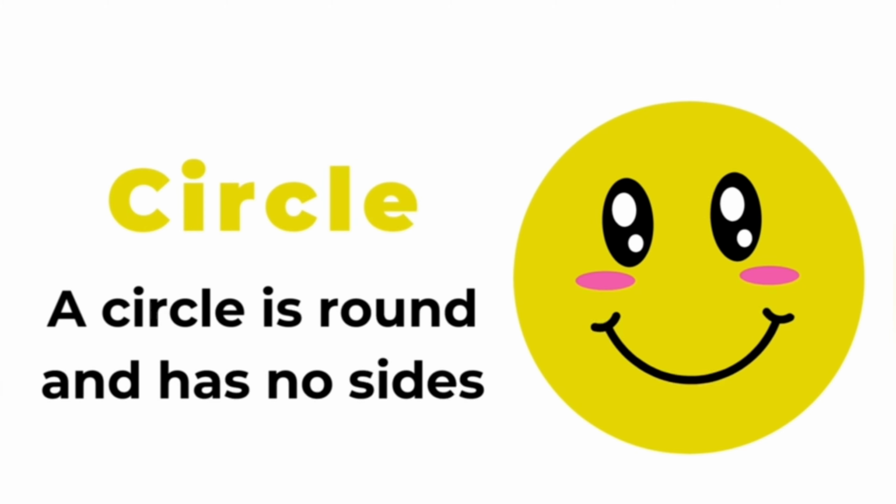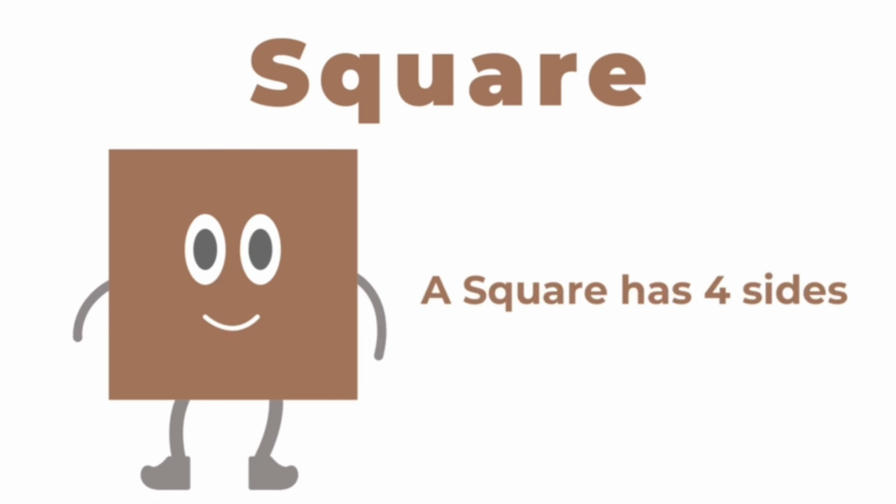A circle is a shape that goes round and round. And we say that a circle has no sides or corners. Great job! Circle. A circle is round and has no sides. Now the next shape we learned was a square. And we say that a square is a shape that has four sides. The four sides are the same. Square. A square has four sides.